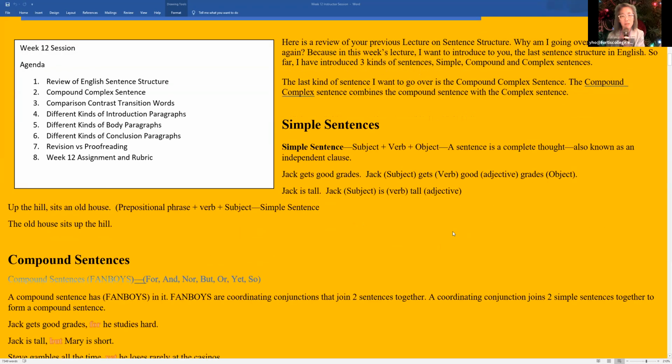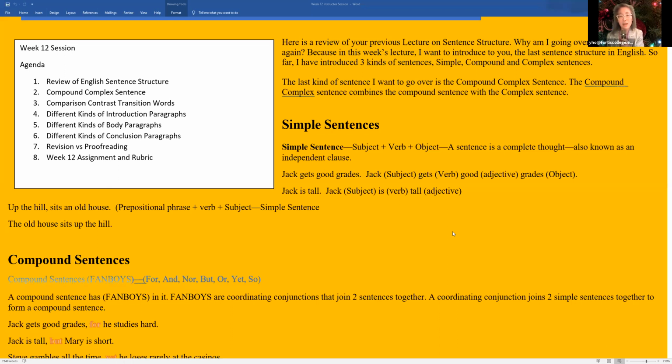Here is a brief review of what a simple sentence is. A simple sentence is a subject plus verb plus object. A sentence is a complete thought, also known as an independent clause. I'm going to repeat this again, just in case I had bad audio last time. Jack gets good grades. Jack is the subject, gets is the verb, good is the adjective, grades is the object. So this is a simple sentence.